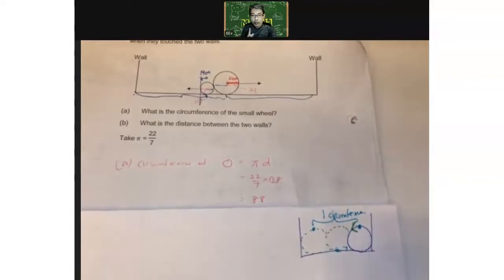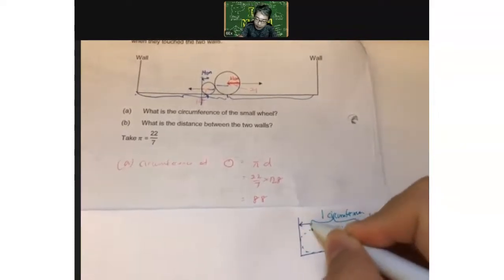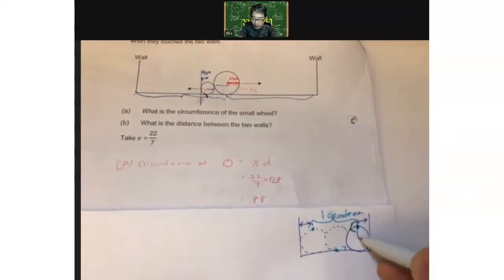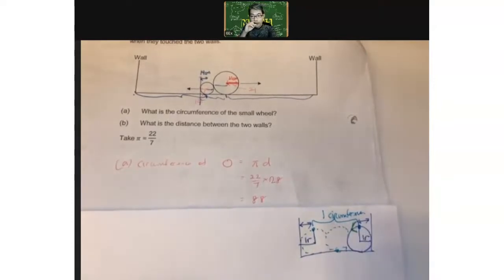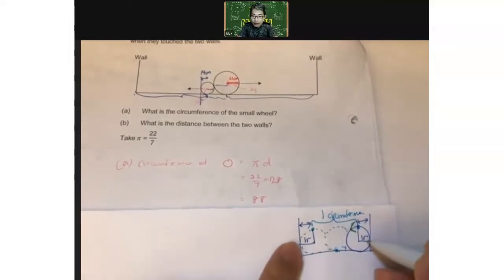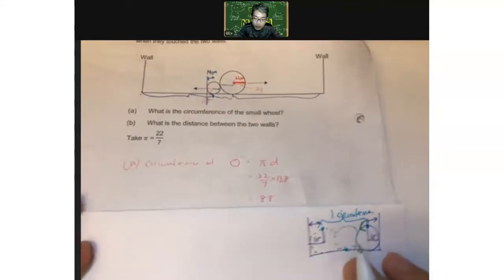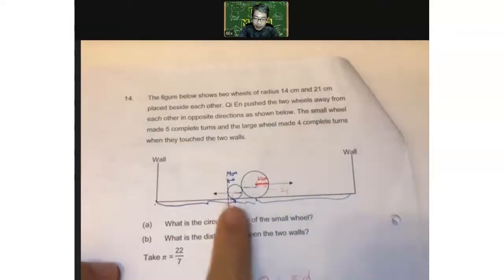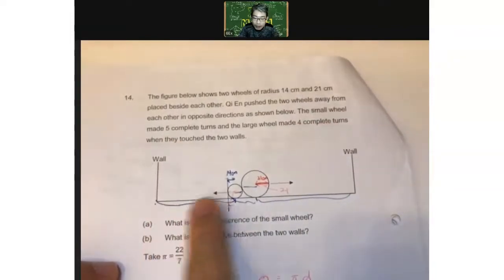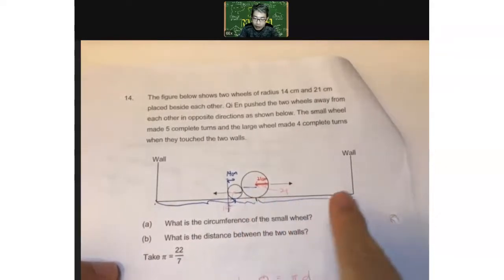But this one circumference is not the distance between the two walls, because there's a gap here and there's a gap here. And this gap is exactly the same as 1 radius. So to find the distance between these two walls, in this example, you will need the circumference of one turn, one circle, plus 2 radii. So bear that in mind, this is the idea behind solving this question. So right now, you will see that this small wheel will make 5 complete turns before it reaches the other side. The large wheel will make 4 complete turns before it touches this side.